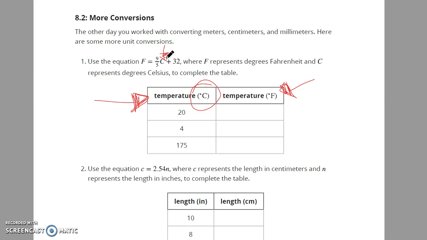So for the first one, you will do F equals 9 over 5 times 20 plus 32 to get this friend right here. Okay, hit pause so you're ready to move on.